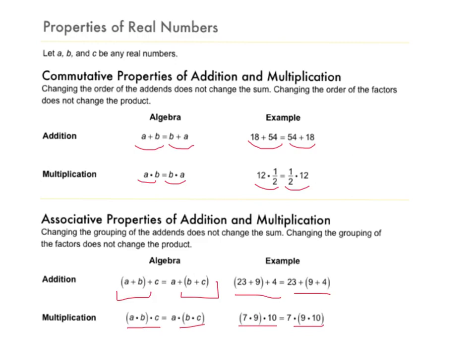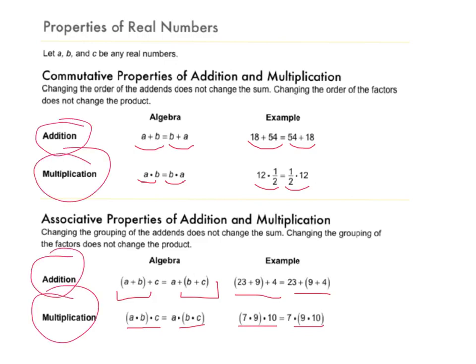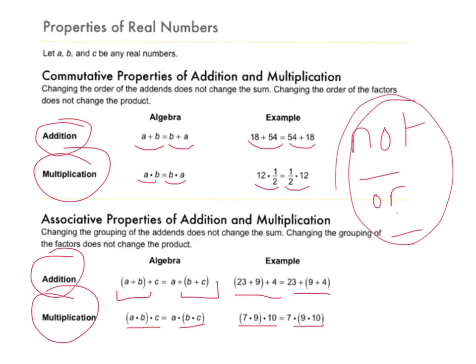Okay? So there is your commutative property and associative properties. Notice how they only work with addition and multiplication, not subtraction or division. So those two properties do not work with subtraction or division.